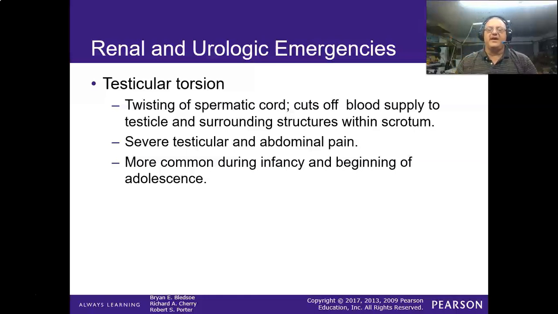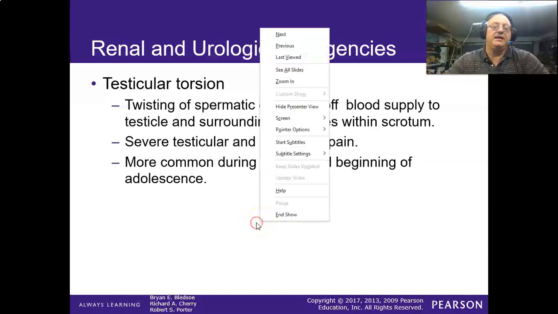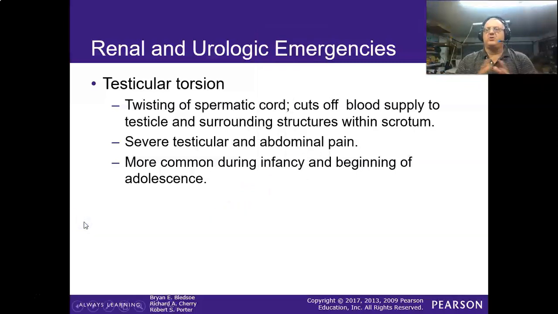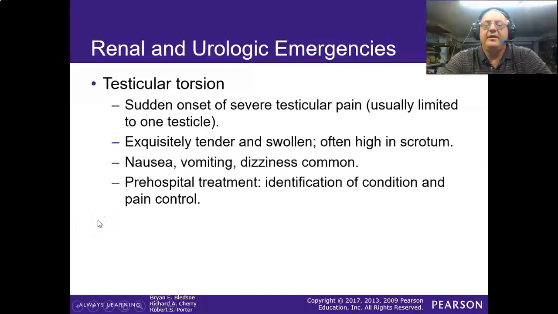So a testicular torsion, again, involves the spermatic cord. It cuts off the blood supply. There is severe testicular pain with that, and it's more common during infancy and the beginning of adolescence. But the other thing is, as we all know, firemen like to show their affection by the groin punch. So trauma to those areas. Ladies, by the way, yes, you can cause a testicular torsion when you smack that area, okay? So be careful and be aware of that.